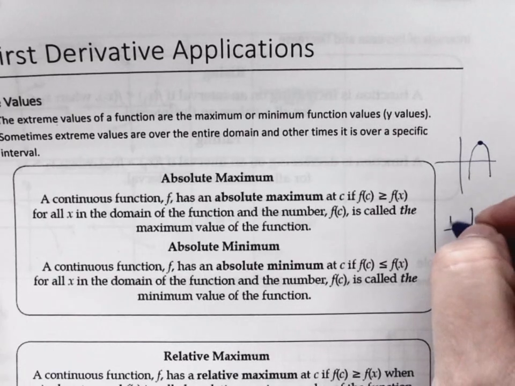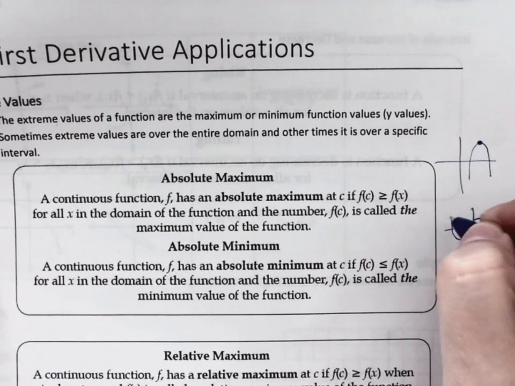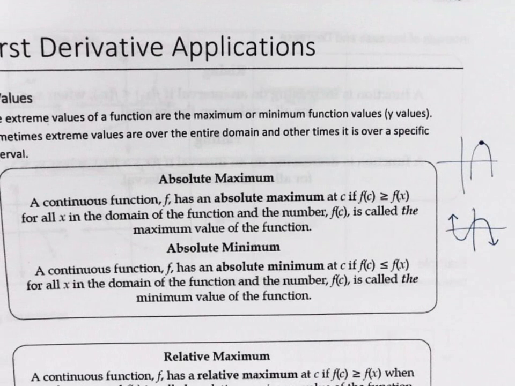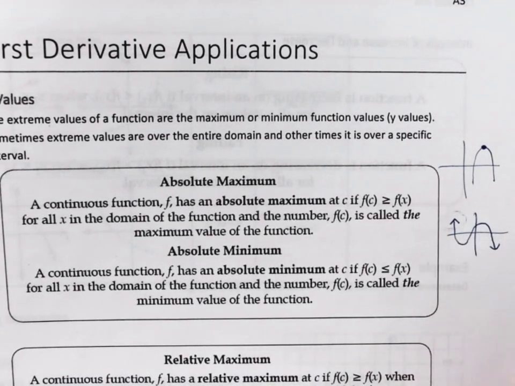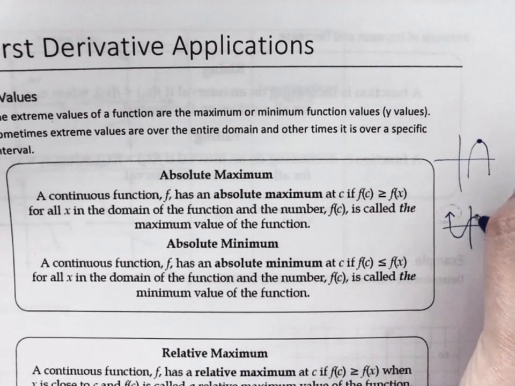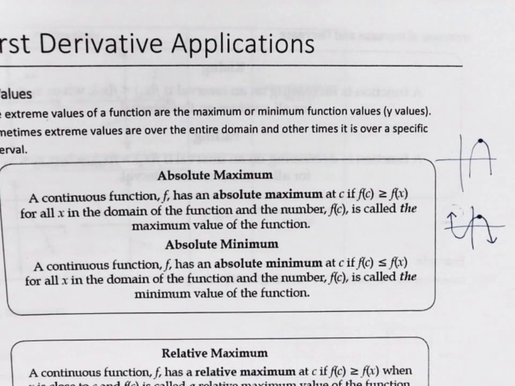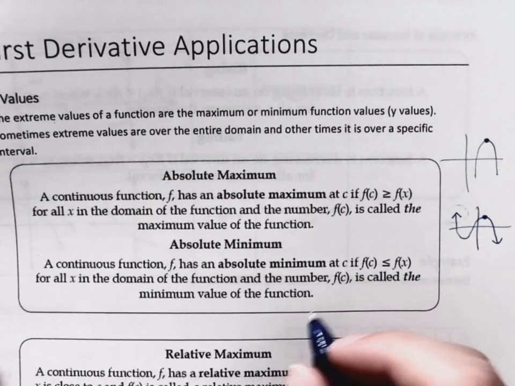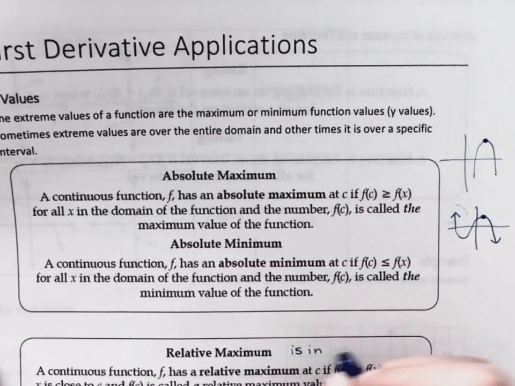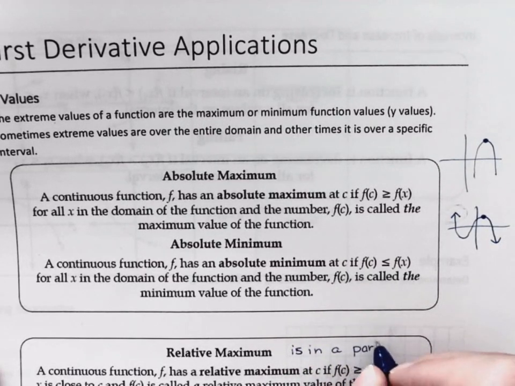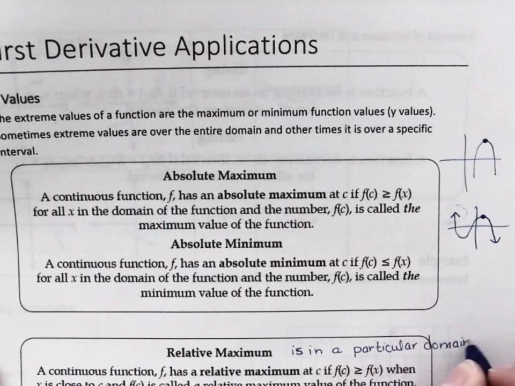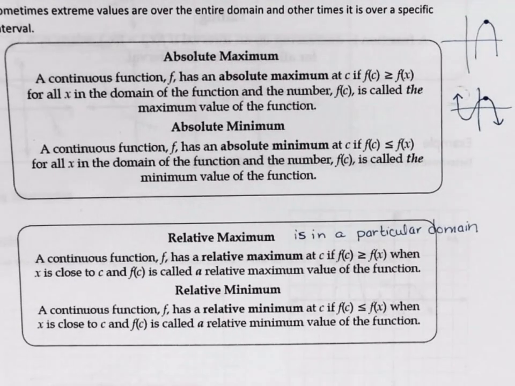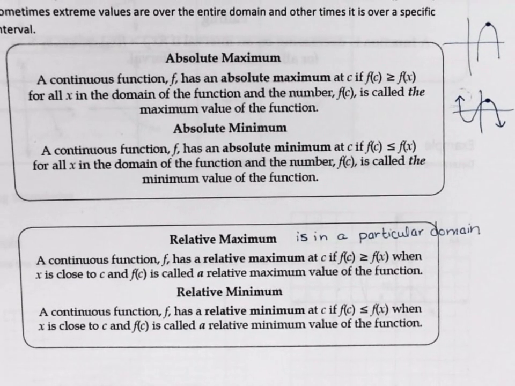But let's say we had a cubic function that did something like this. The absolute maximum would be that infinity piece here, right? But we would have a relative maximum right there. So that's like in this area, what's the maximum value? So when we talk about relative max and mins, in the relative, it's like over a particular domain.